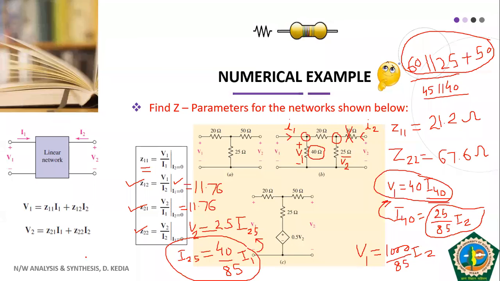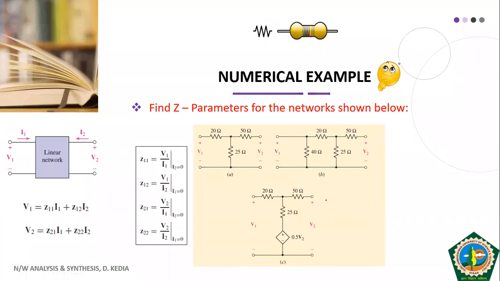Okay, now let us move to our example number C. So this is a special case where we have a dependent voltage source. So that way we need to look into this circuit more carefully. Okay, so let us now start with the same methodology, that we will first find out Z11. So Z11 is V1 upon I1 and I2 is 0. I2 is 0 means no current is entering into the circuit.